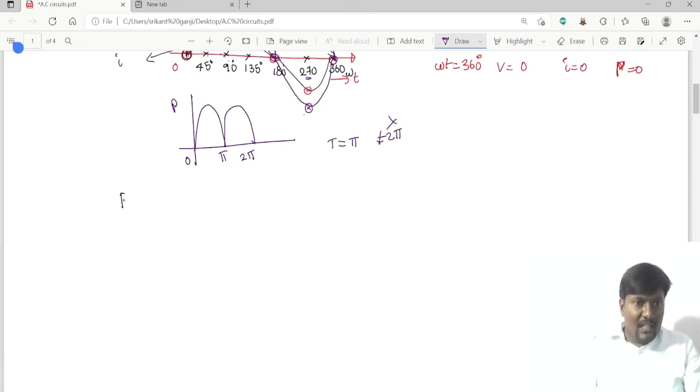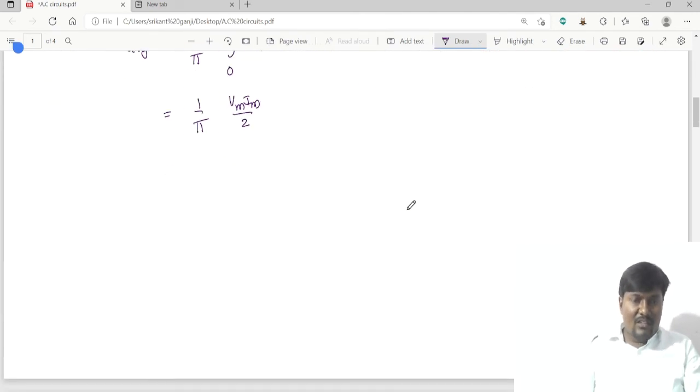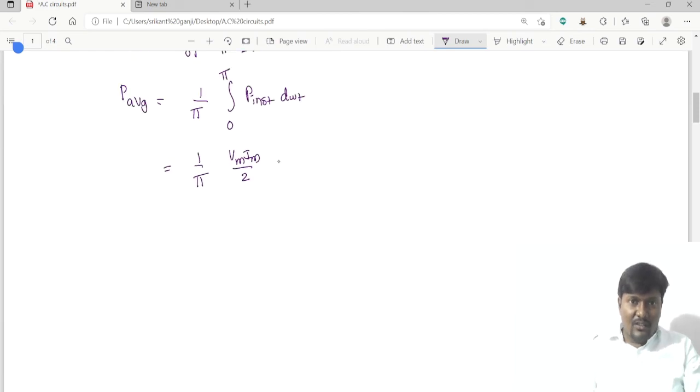Then we have to derive the average power. The average is equal to 1 by pi, the length of the base, times the integration from 0 to pi of the instantaneous power into d omega t. Sorry, this one is omega t, right? Yes, omega t. 1 by pi, Vm Im by 2. What is the instantaneous power? Already we derived 1 minus cos 2 omega t, so 1 minus cos 2 omega t into d omega t from 0 to pi.